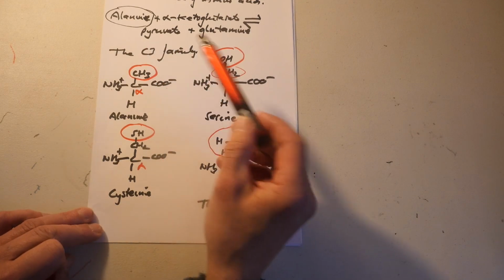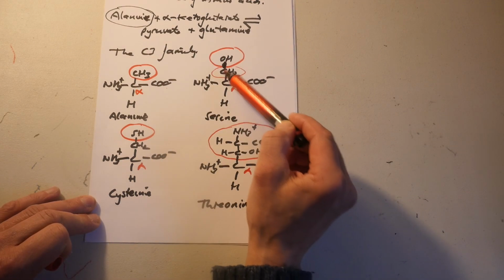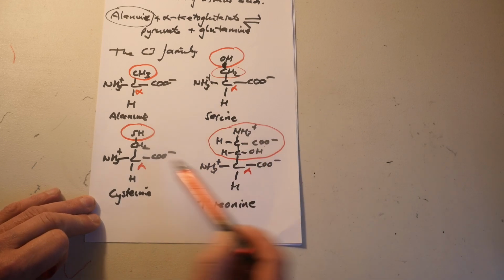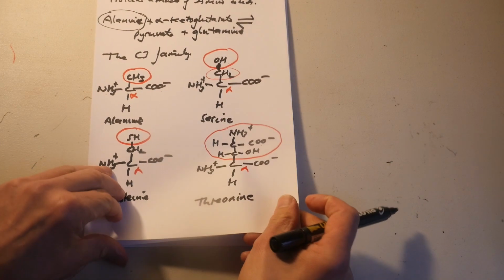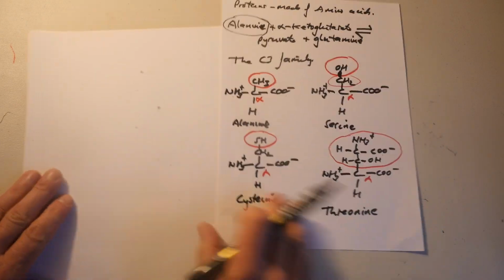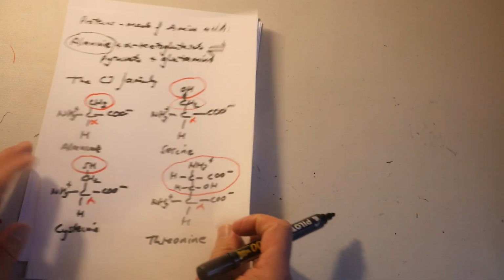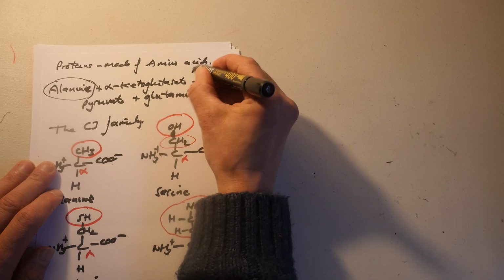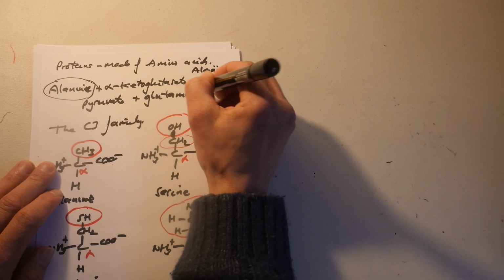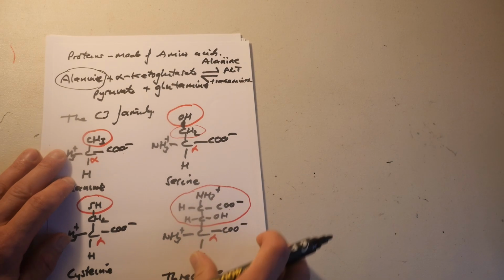So this is the carbon 3 family because in each case there are 3 carbons: 1, 2, 3, 1, 2, 3, 1, 2, 3, 1, 2, 3. This is the carbon 3 family of amino acids. So returning to the reaction of alanine, the enzyme that actually catalyzes this is called alanine transaminase.